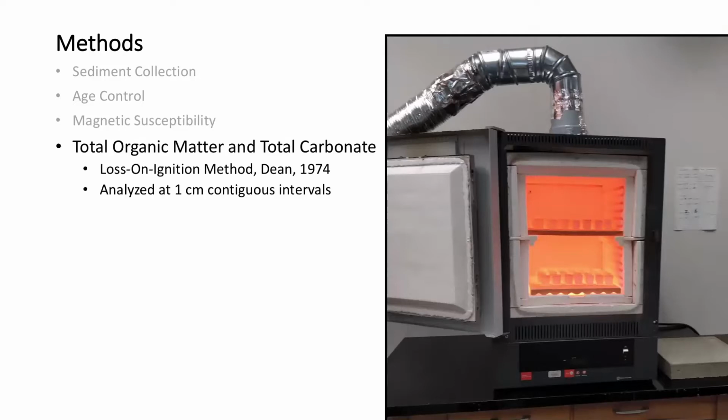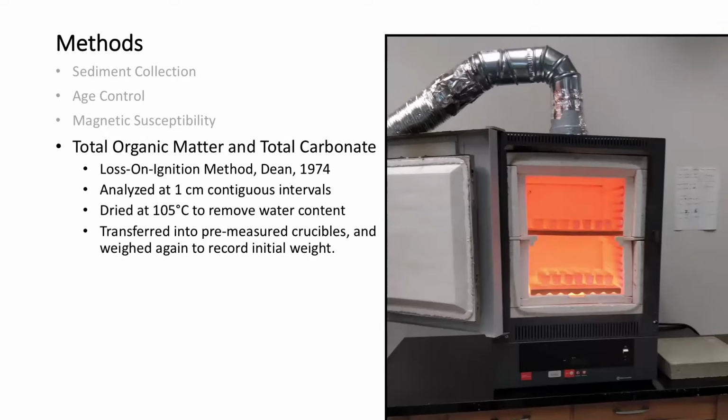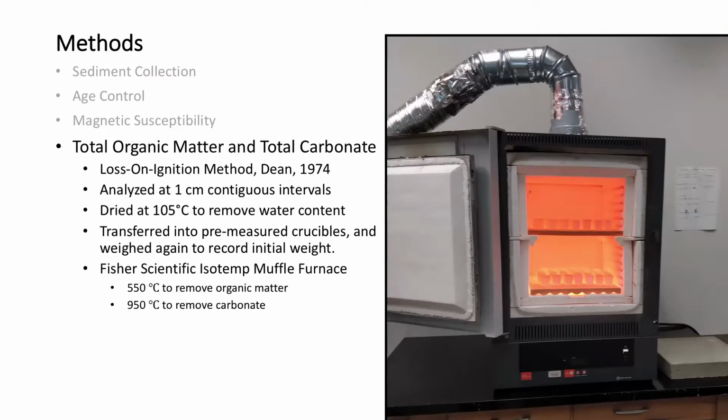Samples were analyzed at 1 centimeter contiguous intervals, dried at 105 degrees Celsius to remove water content, transferred to pre-measured crucibles, and weighed again to record the initial weight. Samples were placed in a muffle furnace at 550 degrees Celsius to remove organic matter and 950 degrees Celsius to remove total carbonates. The percent TOM and percent TC were calculated after each LOI step, respectively, as percentages of dry weight.